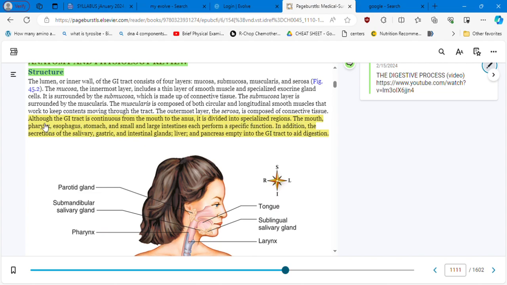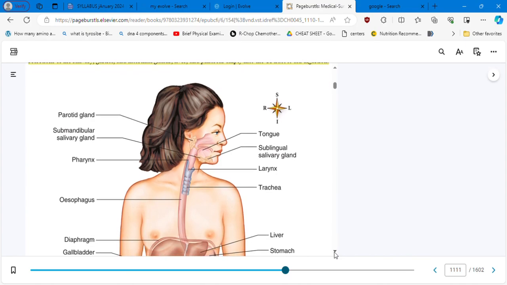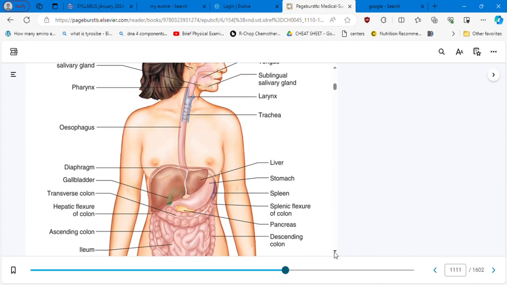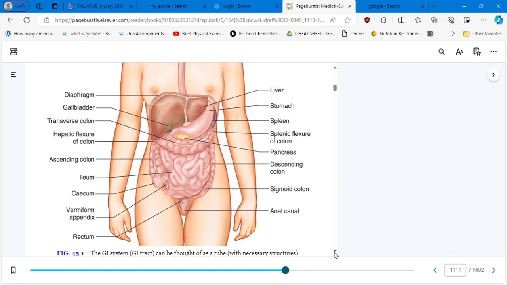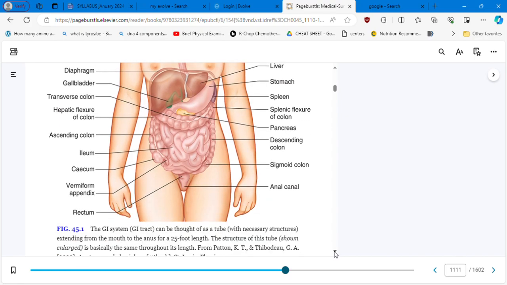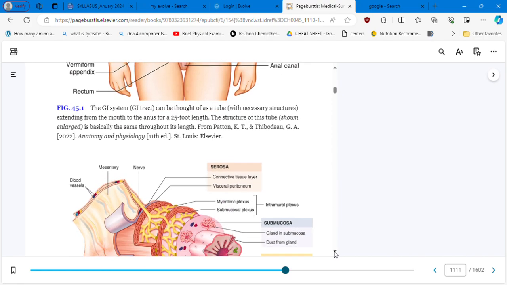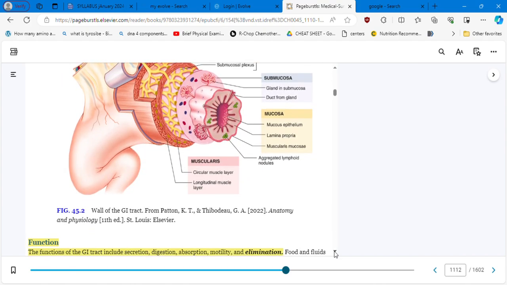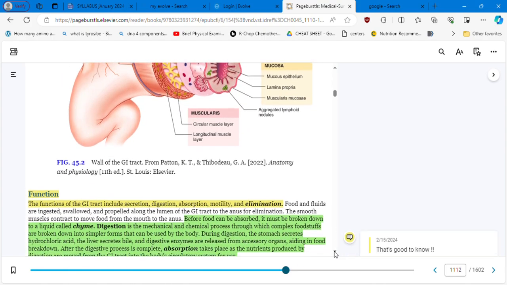The mouth, the pharynx, the esophagus, the stomach, and the small and large intestine each perform a specific function. In addition, the secretions of the salivary, gastric, and intestinal glands, liver, and pancreas empty into the GI tract to aid digestion. So here we have a nice graphic of the gastrointestinal tract that starts in the mouth and ends in the anus, right? And here we have the wall of the GI tract.